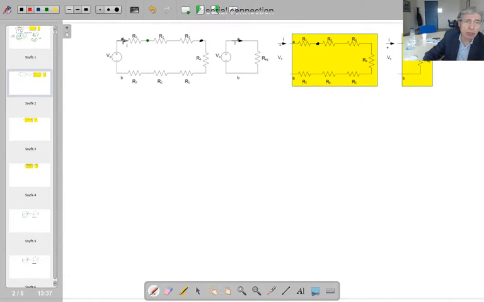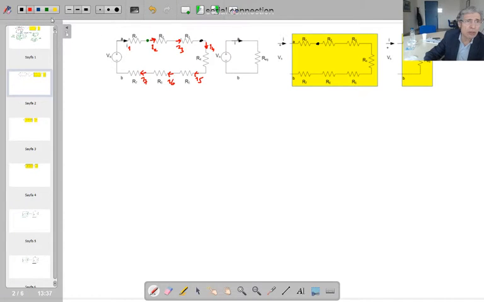We need to choose the current reference for this one. Let's say this is I1, that is I2, that is I3, I4, I5, I6, and I7.